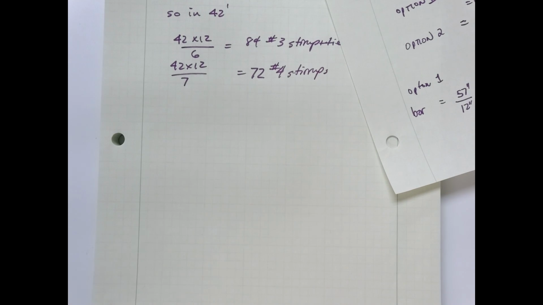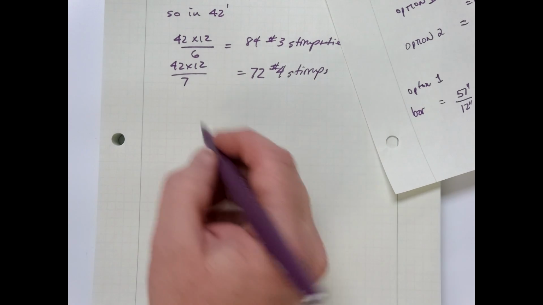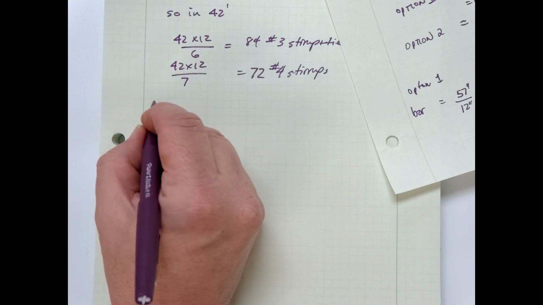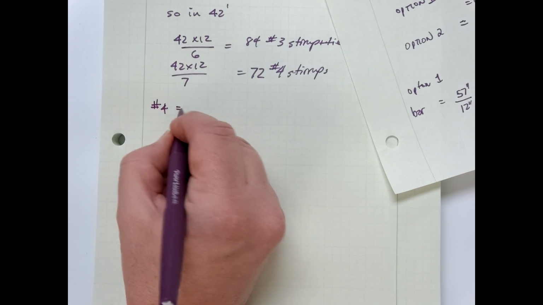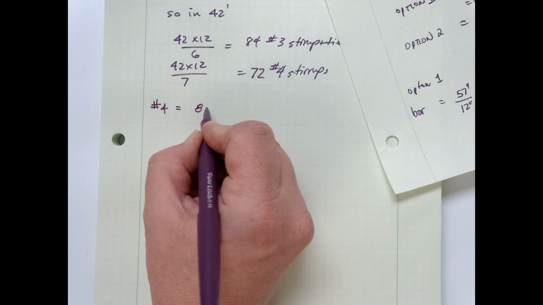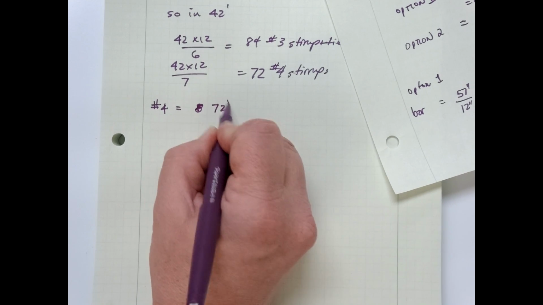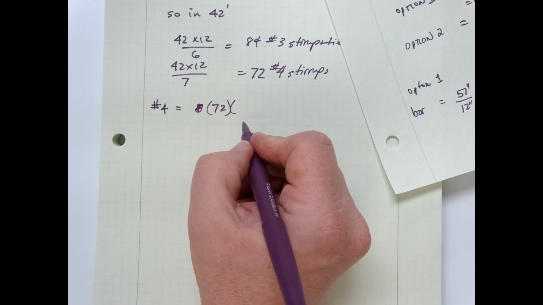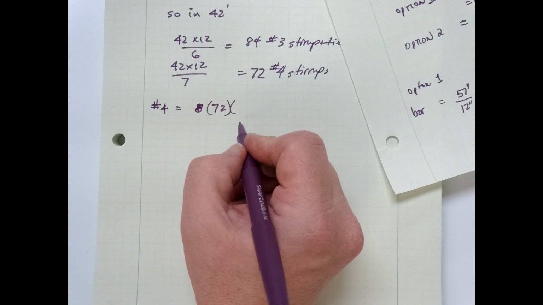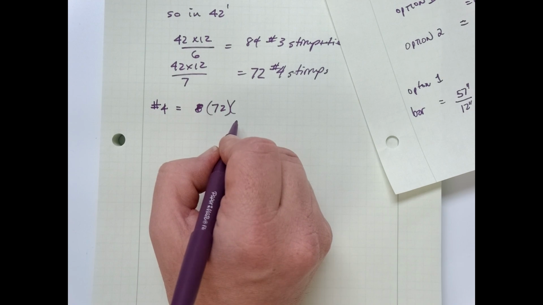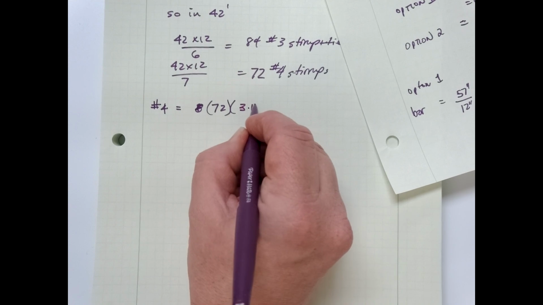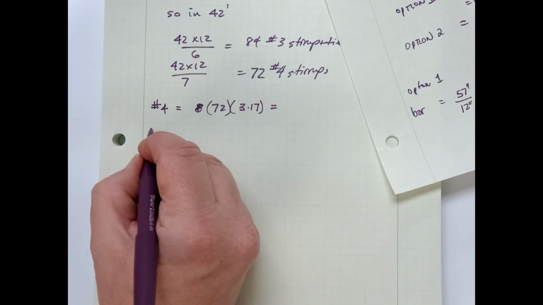We're just on arbitrary length, and because you can have many, many beams, this is just for every 42 feet of beam, this is what you require. So let's take a look. So the number 4 is equal to 72, multiplied by 3.17 is how many pounds?